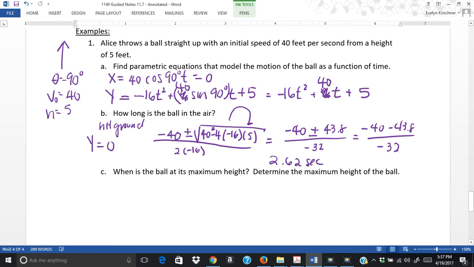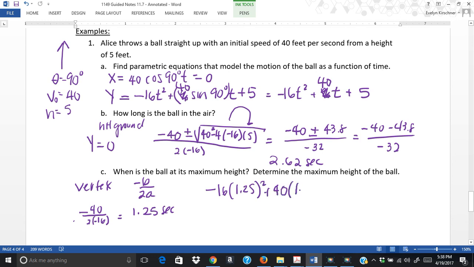Now I want to know, when is it at its maximum height? So this is back when you study quadratic equations, and the maximum height is at its vertex. And the vertex is at negative b over 2a. So I'm going to use negative b, negative 40, over 2a, and that gives me 1.25 seconds. So that's when it's at its maximum height, and if I want to know what it is, I have to plug it in. So I have negative 16 times 1.25 squared plus 40 times 1.25 plus 5, and that gives me a height of approximately 30 feet.